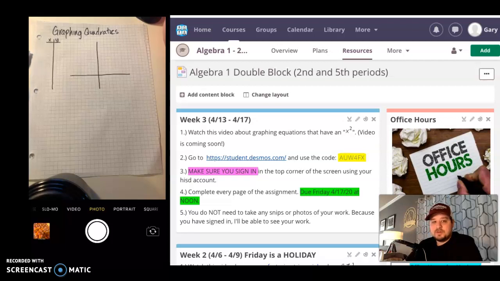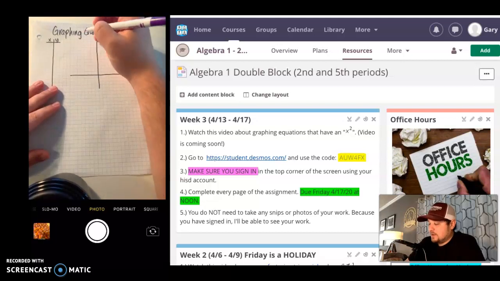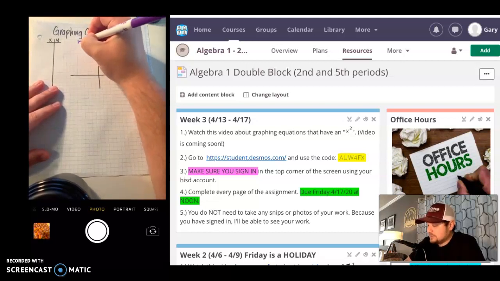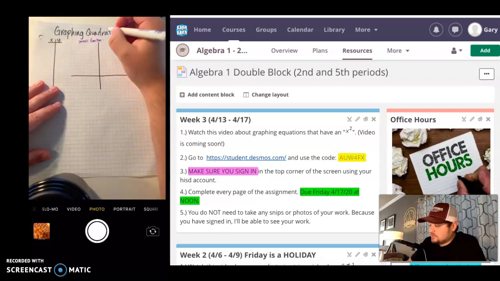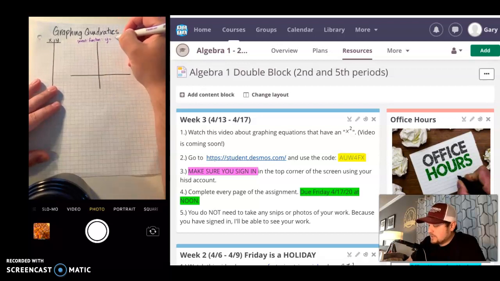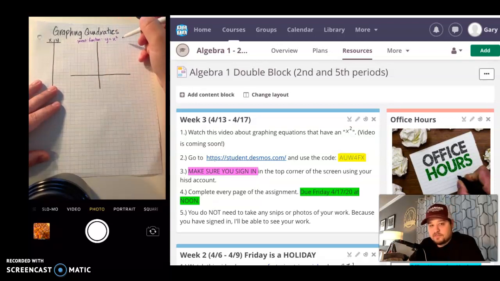This week we're going to start to graph or look at graphs and tables for those quadratic functions that we've been looking at before. A quadratic function is any function that has an x squared in it. So we're going to start by looking at what we call the parent function for quadratics, and the parent function for quadratics is y equals x squared. We call it the parent function because it's the most simple version of an equation that has an x squared.